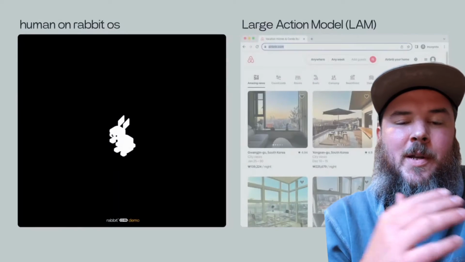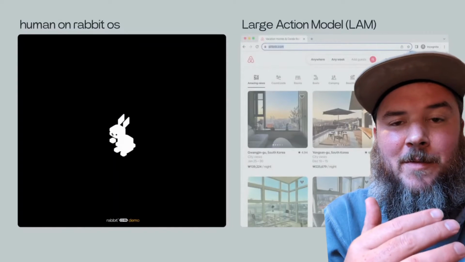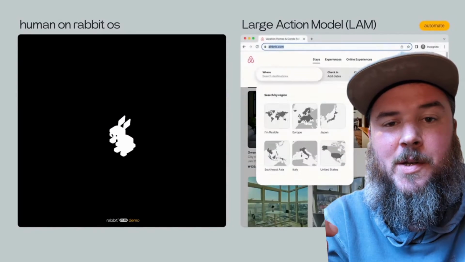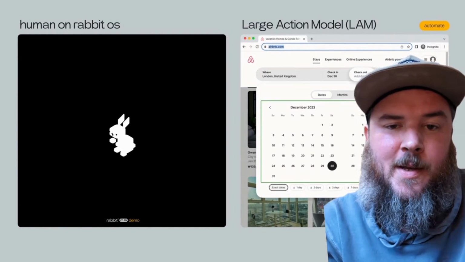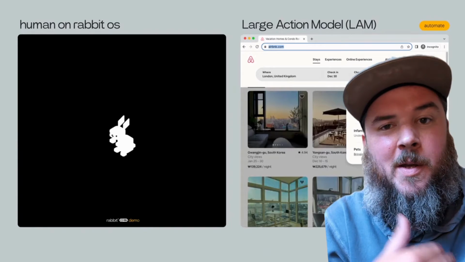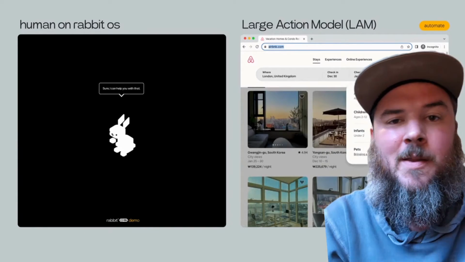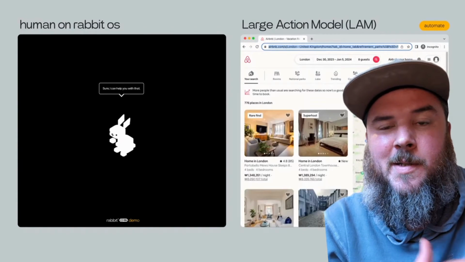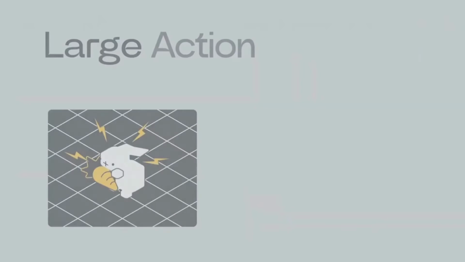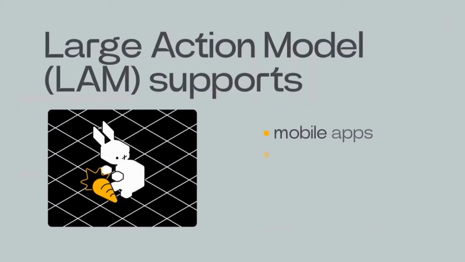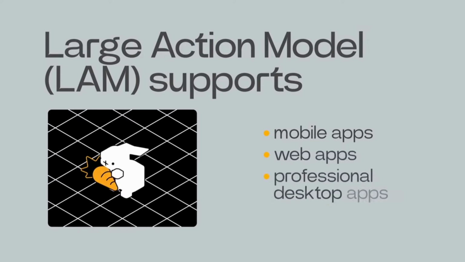Let's try to use RabbitOS and instead book a room in London. So what he does here, he uses the Rabbit R1 device after it's been trained to book a room in London. And all he does is use his voice, and the Rabbit AI goes through the Airbnb process just like it learned. And then it presents him with the Airbnbs and he selects one and confirms it, and the Rabbit AI books it. The large action model supports mobile apps, web apps, and professional desktop apps.